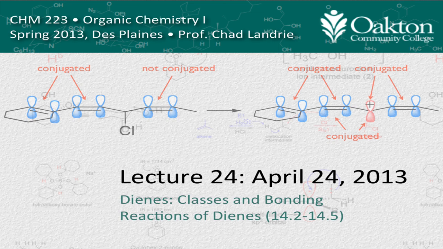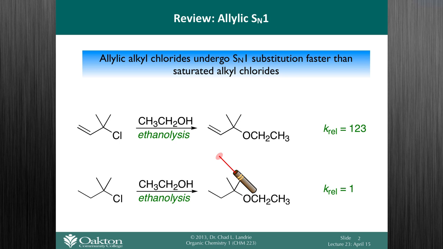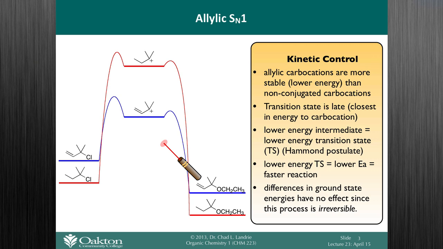Start by reviewing where we left off last time. We said that allylic systems underwent SN1 and SN2 reactions faster than their saturated counterparts. Here we can see this allylic chloride undergoes ethanolysis 123 times faster than the saturated chloride. If we're doing ethanolysis or any solvolysis reaction, we presume that we're proceeding through a carbocation intermediate, which would explain this relative trend. If I have an allylic chloride, that should lead to an allylic carbocation. Allylic carbocations are more stable because they have more resonance structures. A more stable intermediate means a more stable transition state, and therefore a faster reaction.